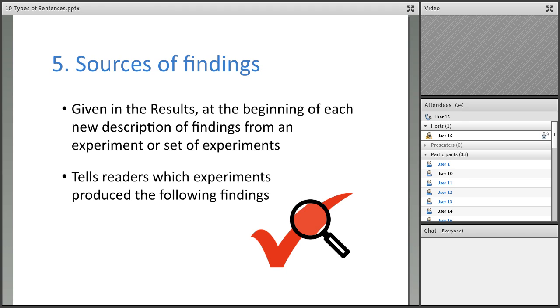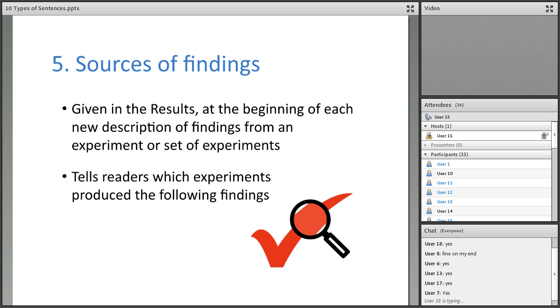Now, moving from the methods section and into the results, the next type of sentence that your paper should include is one indicating the sources of the findings you're describing. So as it's important in the methods to say why you did a certain experiment, it's important in the results to say where the findings came from. Because again, if you don't, readers are left to guess. And that makes them do more work. And more work for readers means they're less likely to appreciate the conclusions that you want to bring them to.